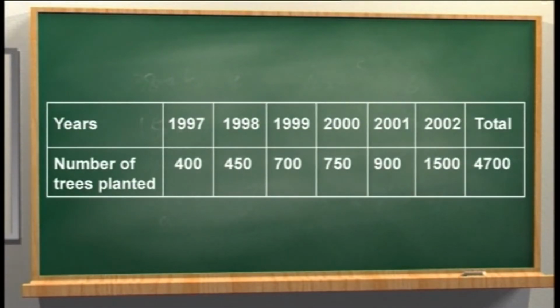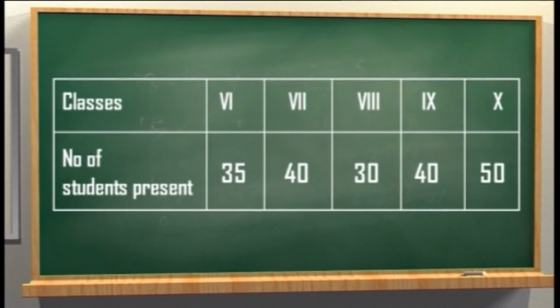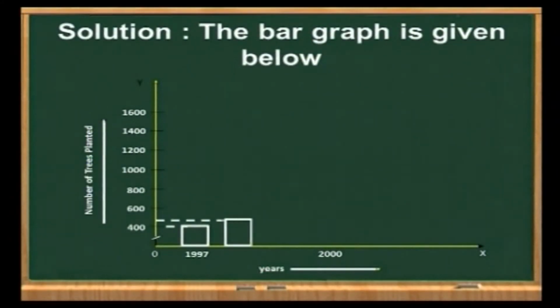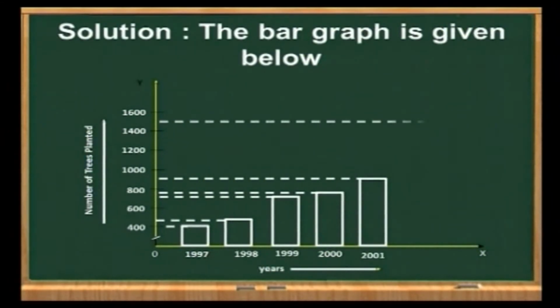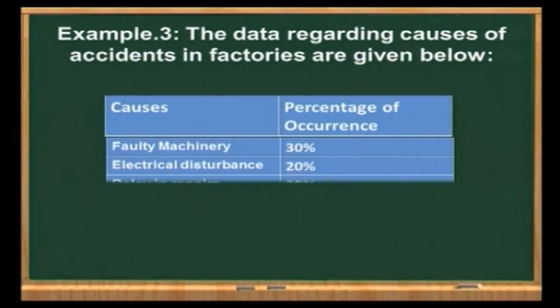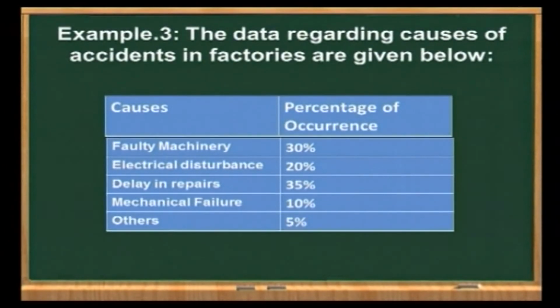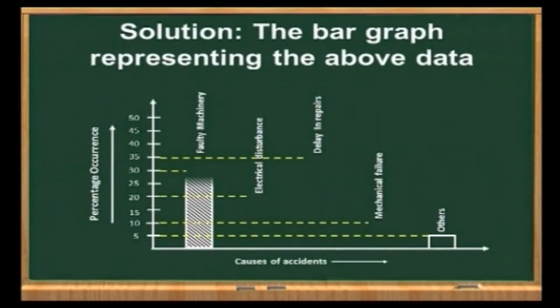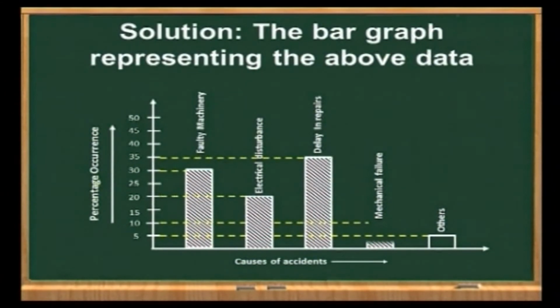Here is a table which shows the number of trees planted by an agency. Look at another example. The data below shows the number of students present in different classes on a particular day. The bar graph for the above data is shown in the figure. Here is another example. This is the data regarding causes of accidents in factories. This figure represents the data.